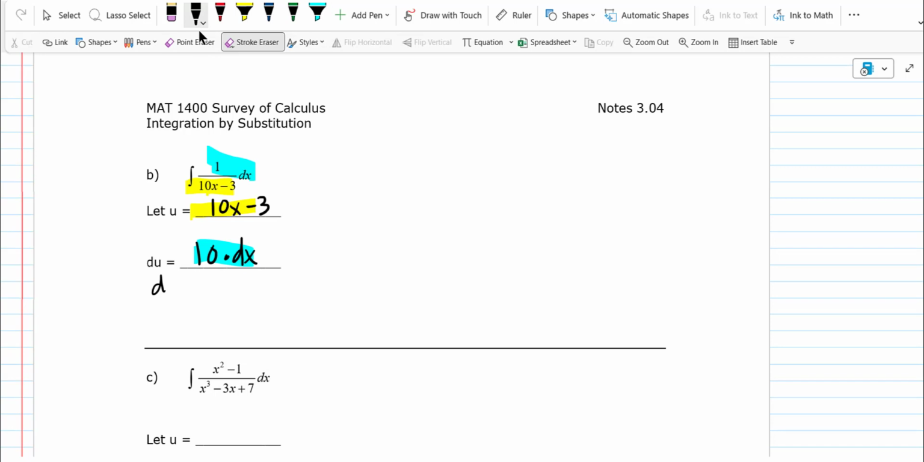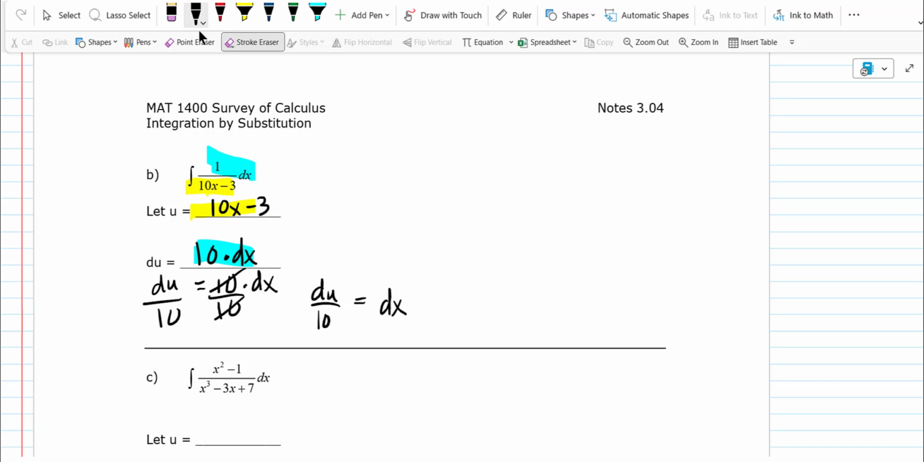So we're going to take this equation. You can do this in your head. You don't have to show steps on this. You can divide by 10. So what you get is dx is equal to du over 10. So I got u, got du, solve for dx. Any question about that?